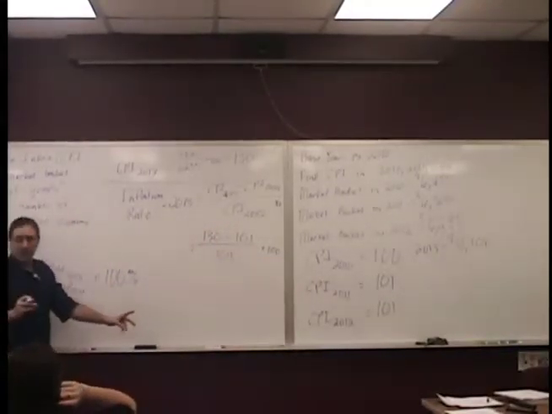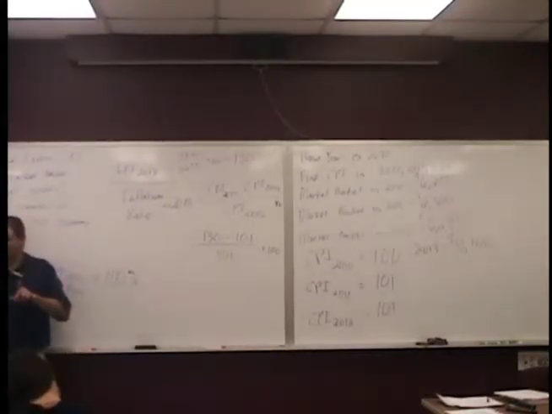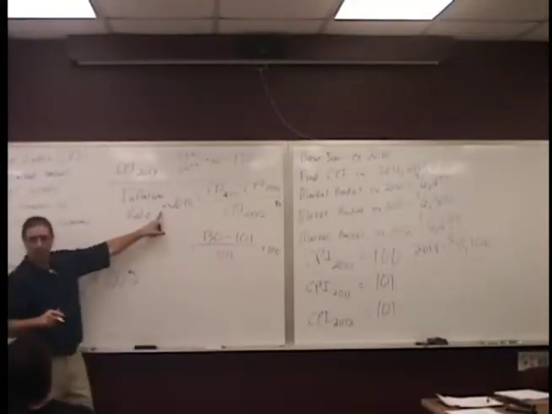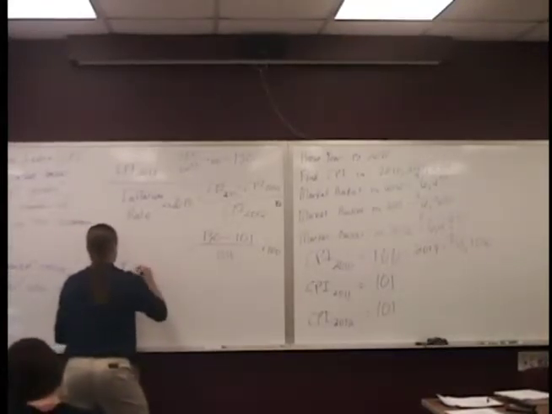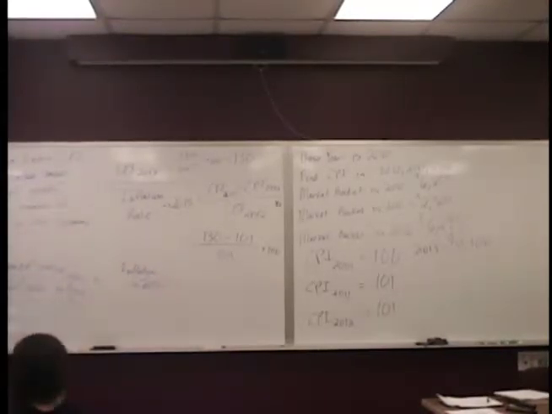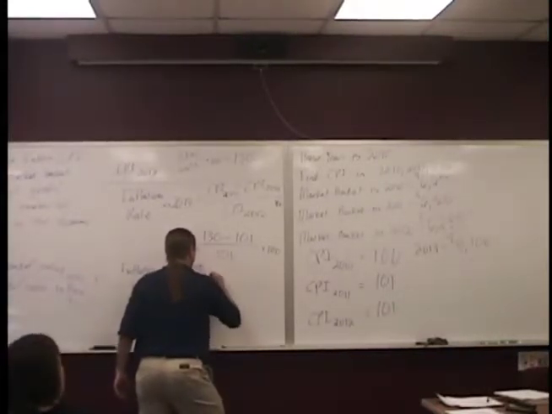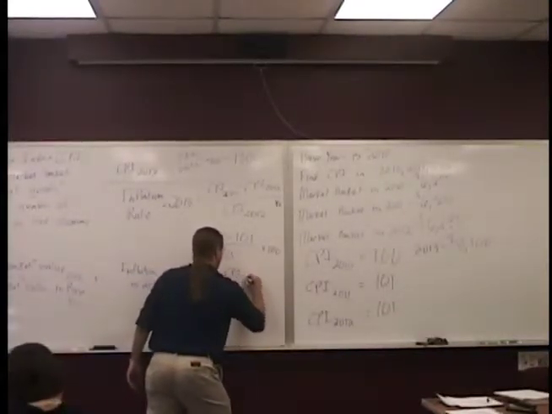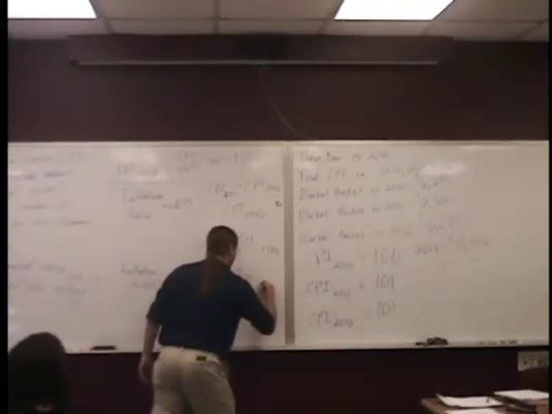Again, whenever you're doing inflation rate, it's always one year minus the year before. It's always the rate of change from year to year. So if our inflation rate was in 2012, what would I do? We would do CPI of 2012 minus CPI of 2011, all divided by the CPI of 2011 times 100.